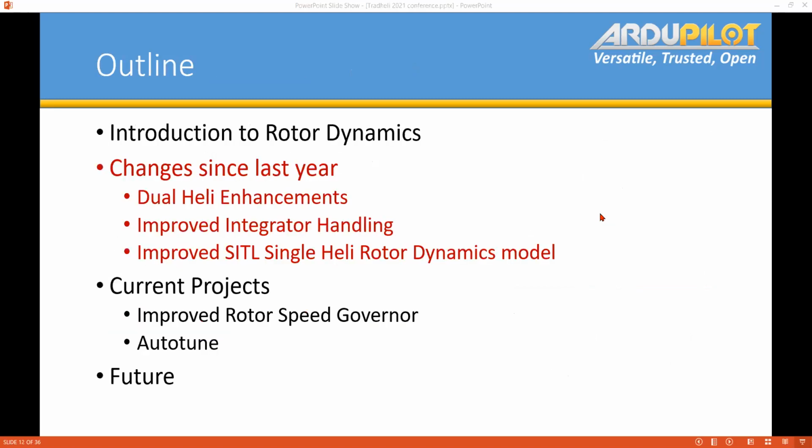All right, so that's like a 10 minute introduction to rotor dynamics, not bad. Now we're going to jump into the changes since last year. You can see there are three that I'm going to highlight: some dual heli enhancements, the improved integrator handling that we did, and also an improved CITL rotor dynamics model. That was the preparation to get into auto-tune.